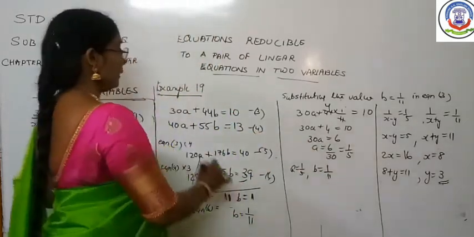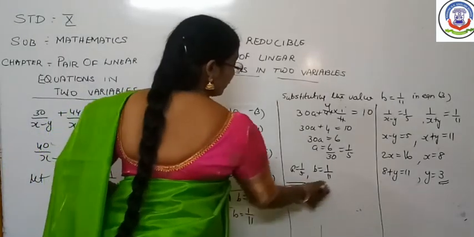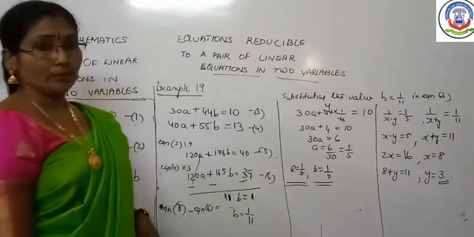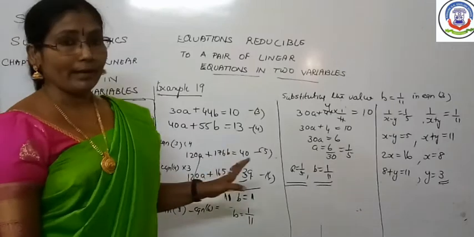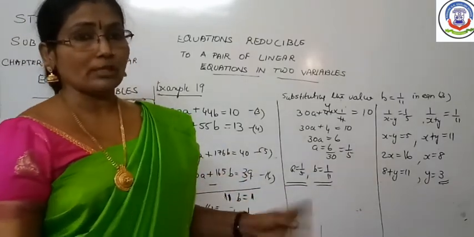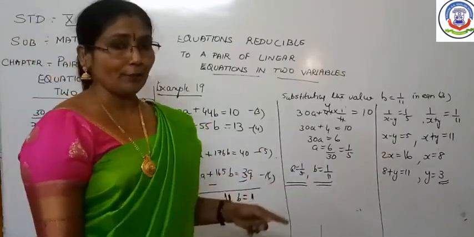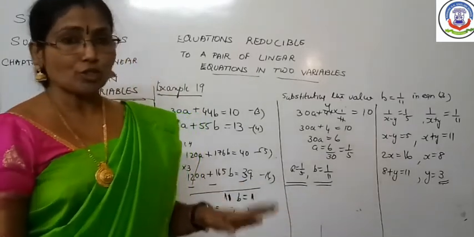Now you have got the values of the other two variables, a and b. But you have to get the x and y values. What are x and y? X is the speed of the boat and y is the speed of the stream.